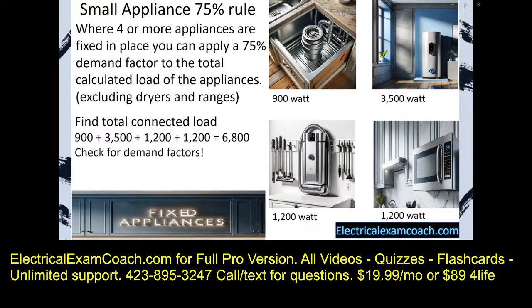Then we're going to stop and check for demand factors. Step 1 in all load calculations is to get the total connected load. Then we're going to check for demand factors. And in this case, we can apply the 4 or more 75% rule. We take 6,800 multiplied by 0.75, and that gives us a new reduced load of 5,100 watts. And that's what we would take and add to our whole home load calculation.